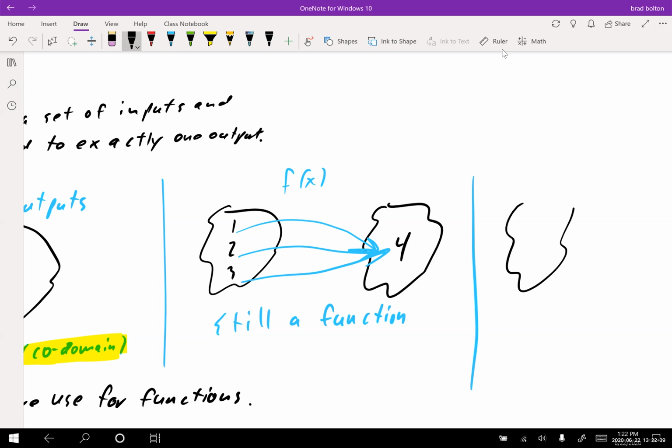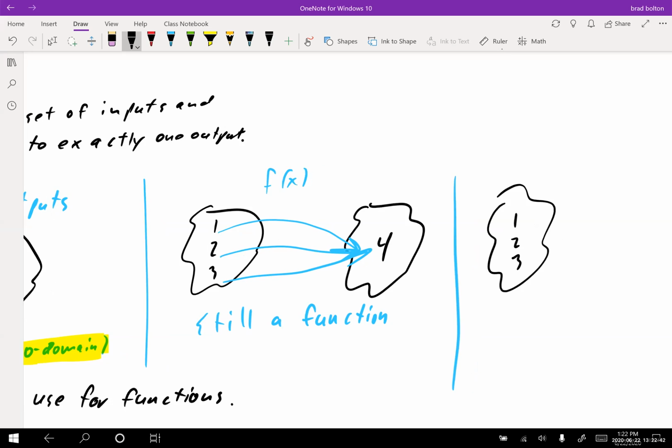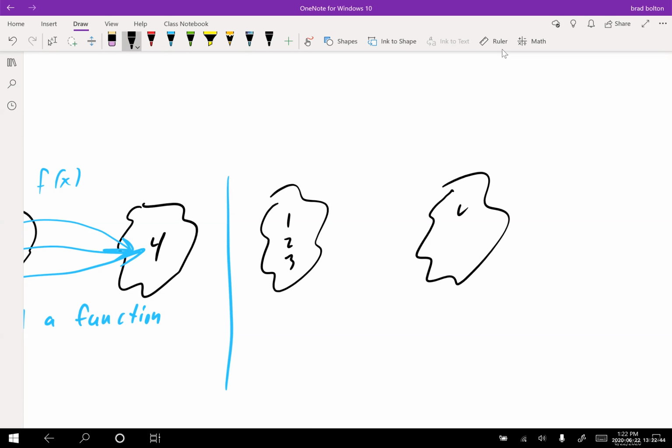So let's say we have another mapping. Let's say we have 1, 2, 3, and over here we have 4, 5. In this problem, 1 goes to 4, and 1 goes to 5, and then 2 goes to 4, and 3 goes to 5. So this would not be a function because of this guy. 1 could either be a 4 or 1 could be a 5. That's what makes it non-functional, the fact that 1 could be two different things. It doesn't map to exactly one thing. So this would not be a function.